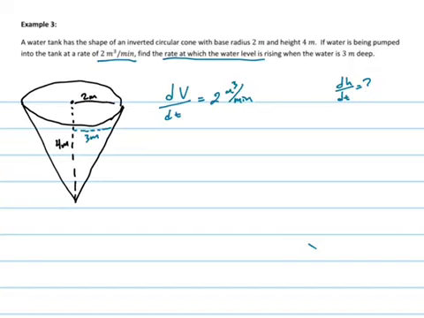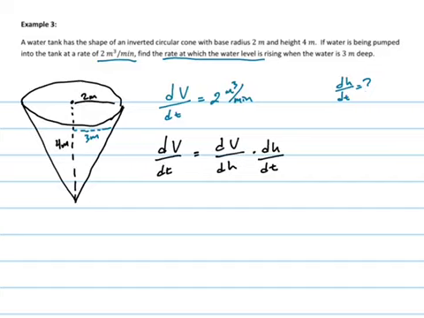So we want to consider a chain rule type equation that relates the volume and the height and the time. Remember, based on our chain rule, dV/dt equals dV/dH times dH/dt. One of those we know, dV/dt. We need dV/dH. Now here's the tricky part.